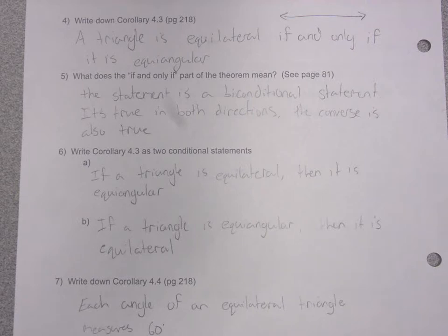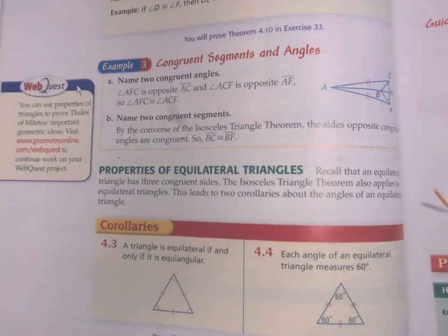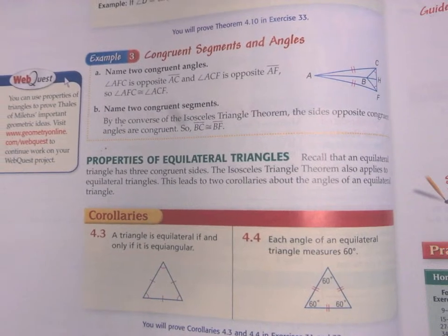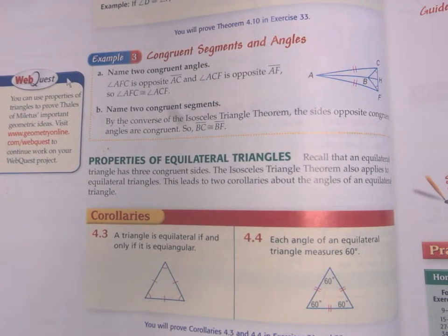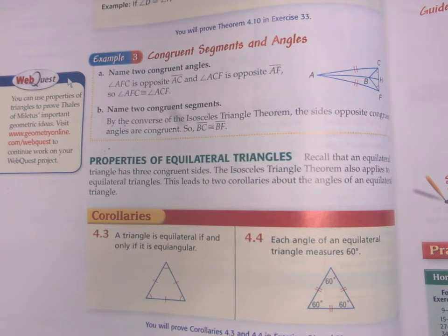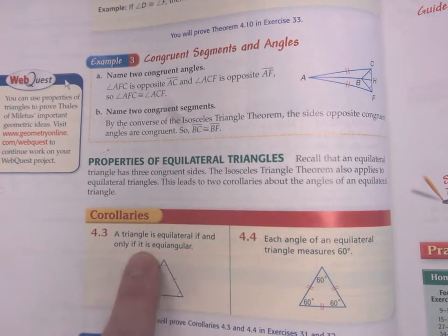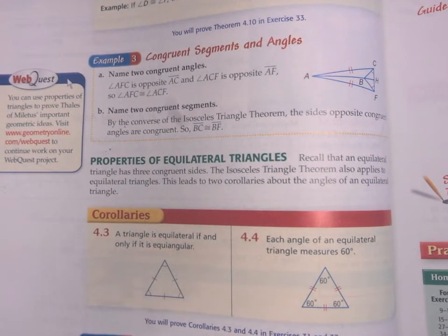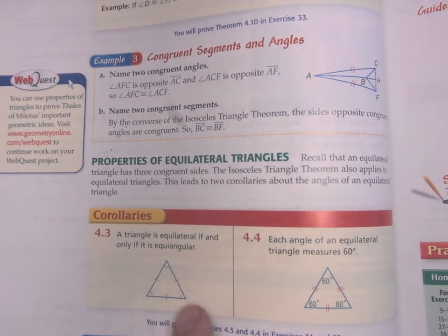Okay, so let's take a look at corollary 4.3. Now, a corollary is like a theorem. It's essentially a mini theorem. When you prove something and you get an extra result, sometimes that extra result is called a corollary. Corollary 4.3 says a triangle is equilateral if and only if it is equiangular. Equiangular just means all the angles are the same, so you can see that these are marked congruent.